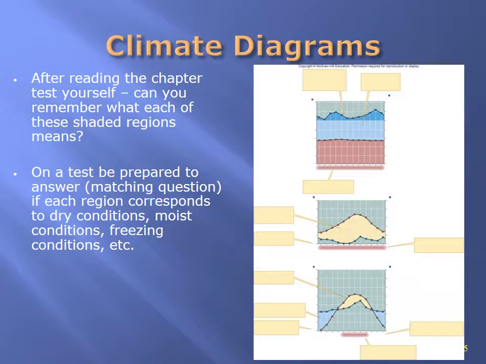So after reading the chapter, test yourself. Can you remember what each of these shaded regions means? Make sure you remember what an area that's blue versus red means. And then on a test, be prepared to answer in a matching question if each of these regions corresponds to dry conditions, moist conditions, freezing conditions, etc. So make sure you know that in any area that has a bubble here, you could use this as a study guide. There is a matching question on your test for what each of these bubbles would be pointing to.